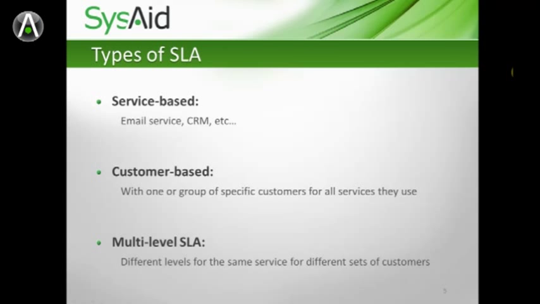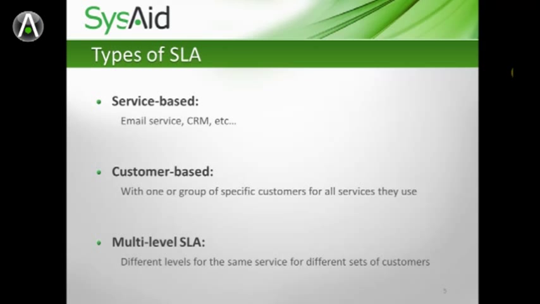There are a lot of types of SLA. I decided to focus on the main three types. The first one is service-based. This means you will provide different service levels for different services inside the organization. For example, all issues regarding email services should be addressed within 30 minutes, and all issues regarding the CRM system should be addressed within 2 hours, and so forth. So each and every service inside the organization will get a different SLA.